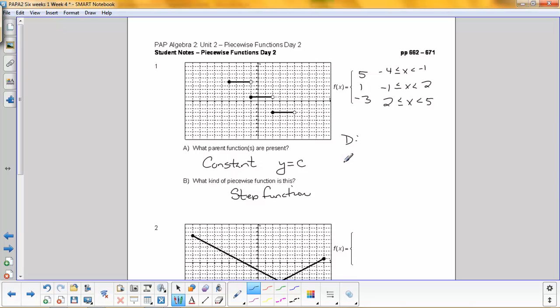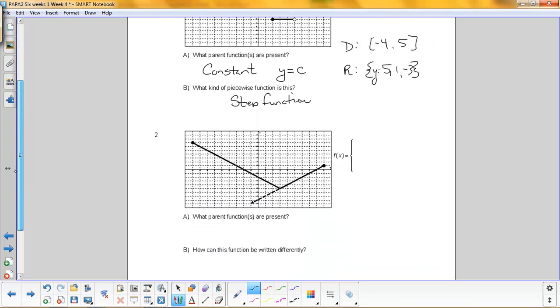Domain and range, we're going to go ahead and fill those in to get some extra practice. Domain is -4 through 5. That's interval notation. Remember, for a step function, interval notation is not used for the range. We will use set notation, and it's 5, 1, and -3.